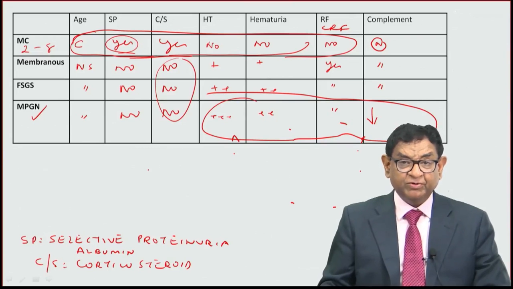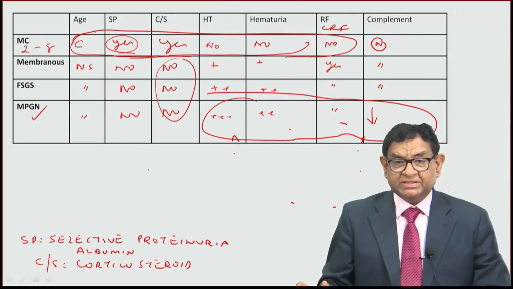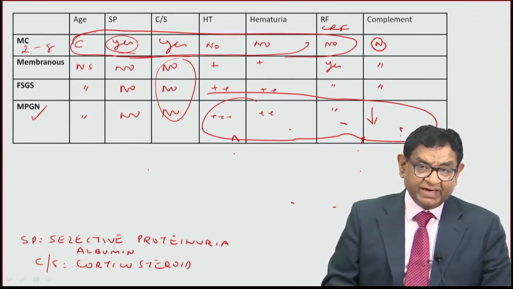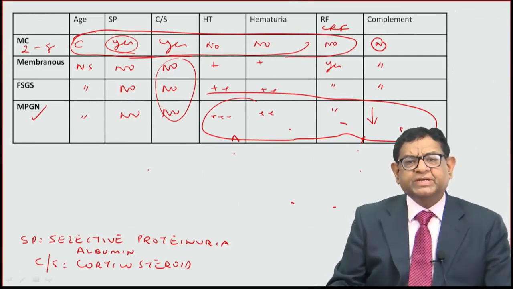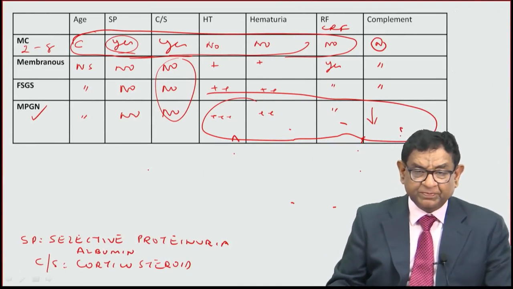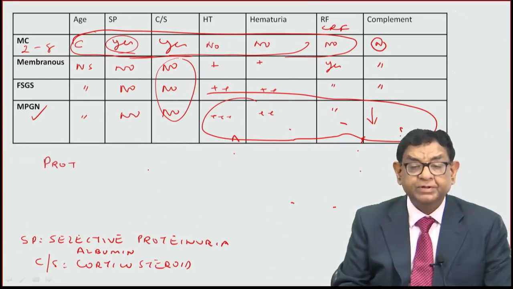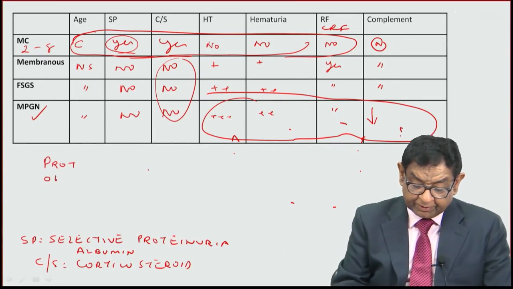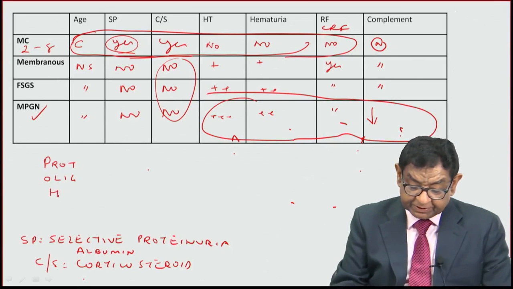But now I want to take you to the next height, or depth, whichever you want to say, of knowledge. Look at the screen once again. If I asked you the definition of nephritic syndrome, everybody knows nephritic syndrome means proteinuria, oliguria, hypertension, hematuria.